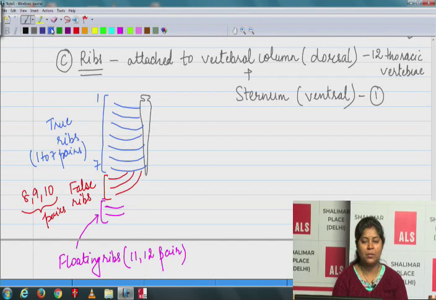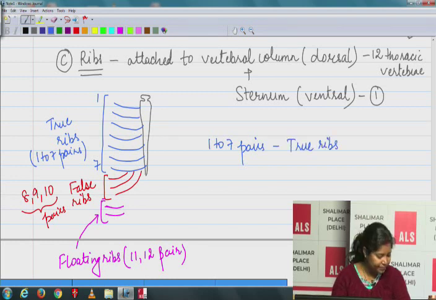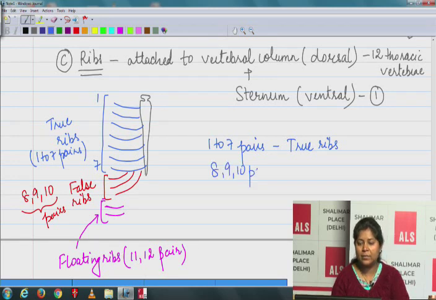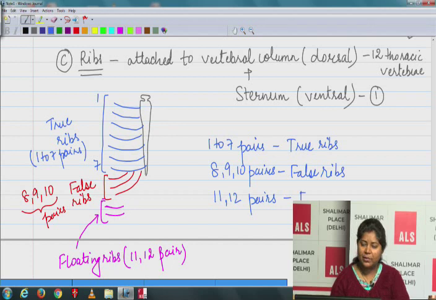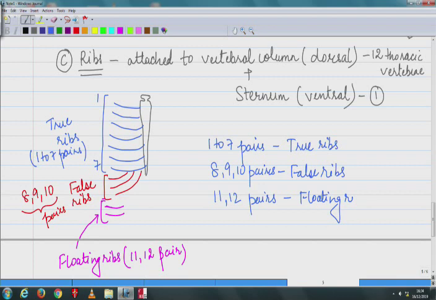So let's just sum up. You have 1 to 7 pairs of true ribs. Then you have the 8th, 9th, 10th pairs of false ribs. And the 11th and 12th pairs of floating ribs. As in, you have 14 here, 6 here, and 4 here. So in total you have how many? You have 24. Let's highlight it quickly. So your rib cage has a total of 24 bones that are going to support the thoracic part of your body.